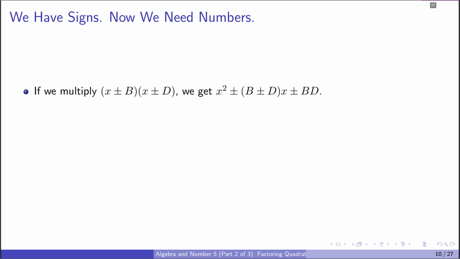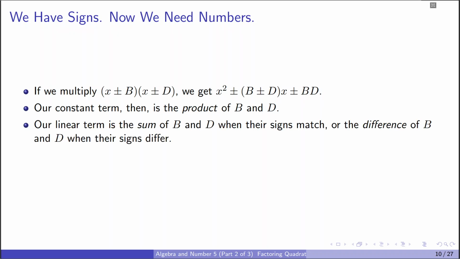So when we multiply them, we're going to have an x squared term from x times x. We're going to end with the product of b and d, and in the middle we're going to have the sum of the two. So our constant term then is the product of b and d. Our linear term is the sum when their signs match, or the difference when their signs differ. So we're either going to be adding or subtracting.